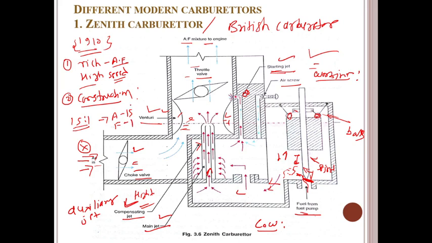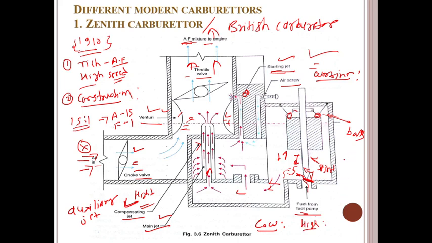Then this mixture reaches the engine after passing through the throttle, and from this throttle the air-fuel mixture is transferred into the engine, guys. That is the working at low speed. Now, how does it work at high speed? Suppose you are working at high speed, so what happens at high speed?